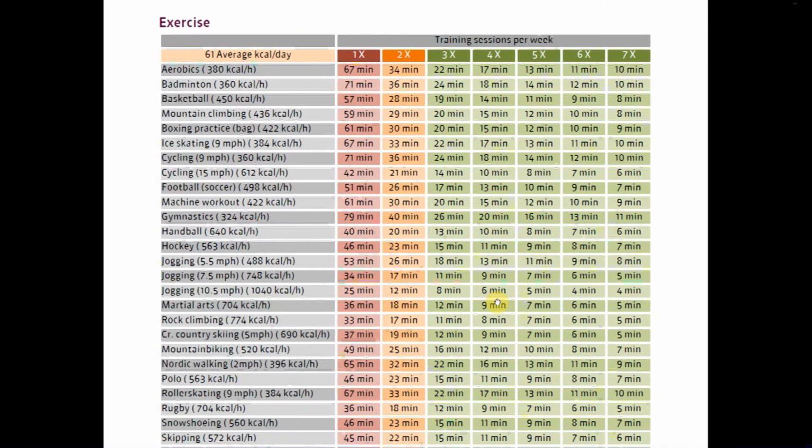So again, take a sheet of paper and decide I want to do 2 times per week, and I want to do handball for 20 minutes and cross-country skiing or rock climbing. So again, you create your own exercise program. By the way, you can also track your exercise on the DNAnutriControl program, so on the web portal. So you can also log in there and use your information.